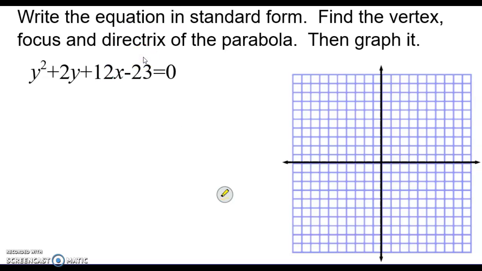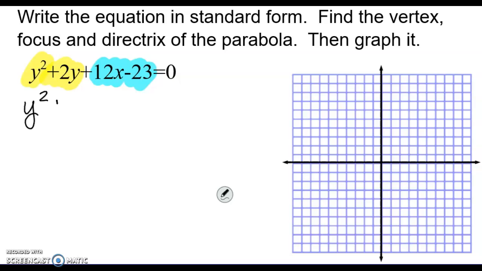So, let's see, I'm going to highlight some stuff. I notice right away that there's a y squared. So that tells me if it's going to open up and down or side to side. I also am going to just highlight the 2y there. And then I'm going to see the rest. The x is not squared, which means in the ultimate equation, I need to get that to the other side. So I'm going to rewrite it like this.